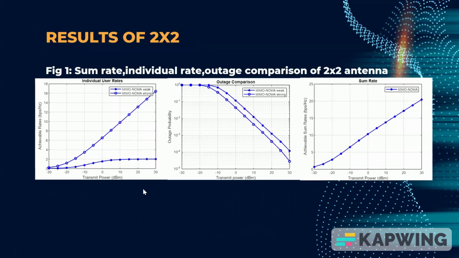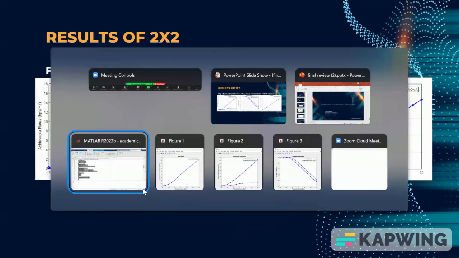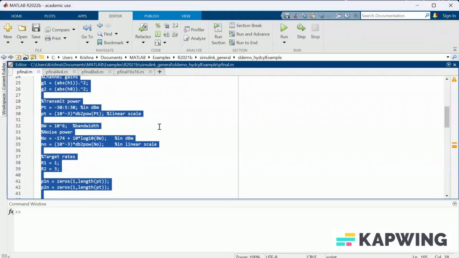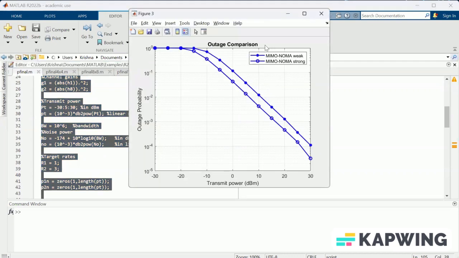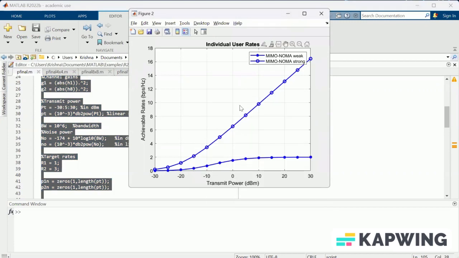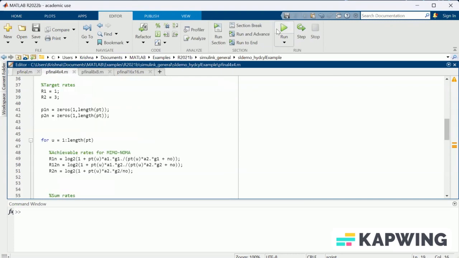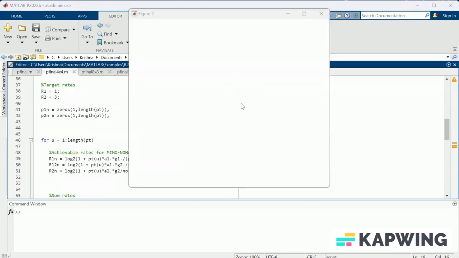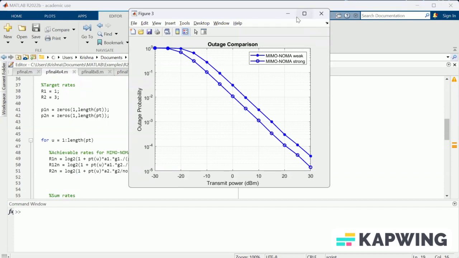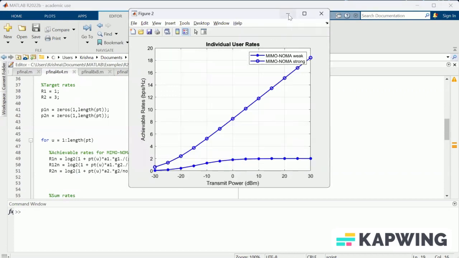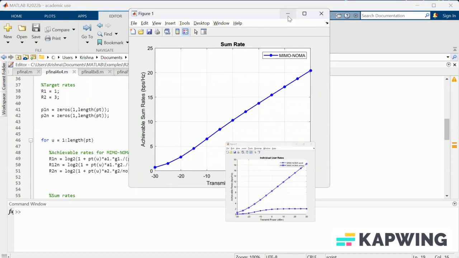Coming to the simulation part, we have simulated individual user rates, outage probability, and sum rates of NOMA-MIMO configurations of 2x2. Here are the outage probability, the individual user rates, and the sum rates. Then coming to the 4x4 configuration of MIMO-NOMA, here are the outage probability, the individual user rates of each user under the transmit power of 24 dBm, and the sum rates under 24 dBm.